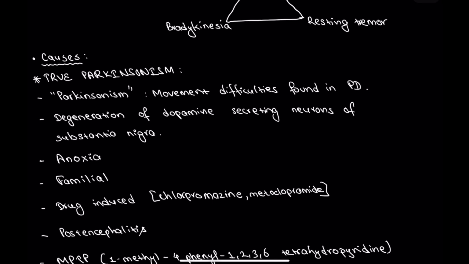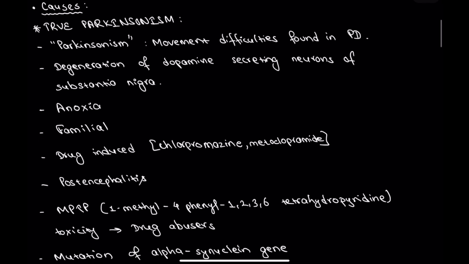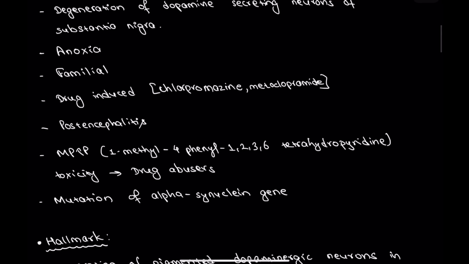It occurs due to the degeneration of dopamine secreting neurons of substantia nigra. Its cause can be anoxia, lack of oxygen, maybe due to cardiac arrest. It can be familial or it can be drug induced, like metoclopramide, chlorpromazine, or it can occur after encephalitis also. There is a very important term to know, that is MPTP, which means 1-methyl-4-phenyl-1,2,3,6 tetrahydropyridine. Because of its toxicity, it can result in Parkinson's disease, mostly in case of drug abusers. And Parkinson's disease can also occur due to the mutation of alpha-synuclein gene.